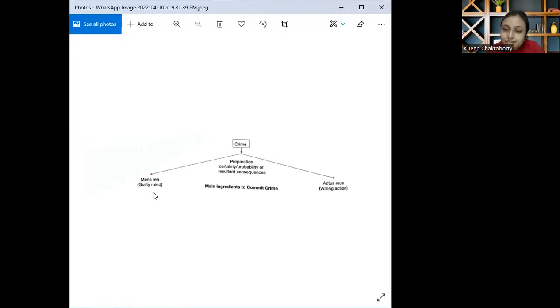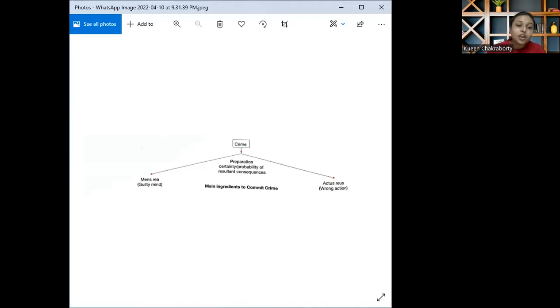If you can see this diagram that's being presented here, crime can be divided into mens rea, guilty mind, preparation, certainty, or probability of the resultant consequences. That's the main ingredient to commit the crime. And lastly, we have actus reus. That's wrong action. The doing or the intention was wrong. These are the four stages of the crime that we have discussed.